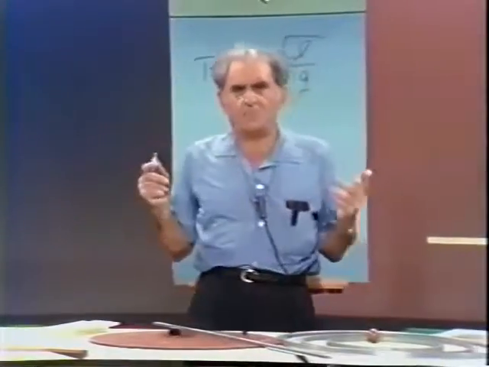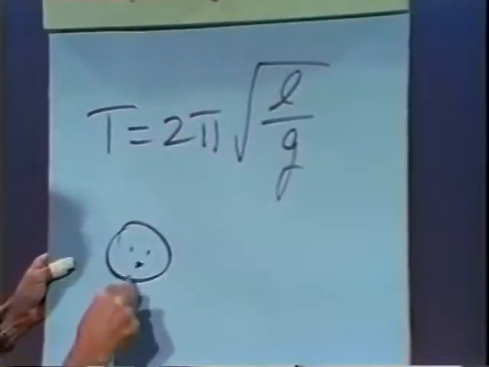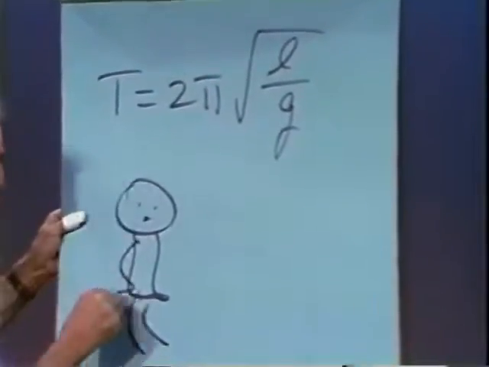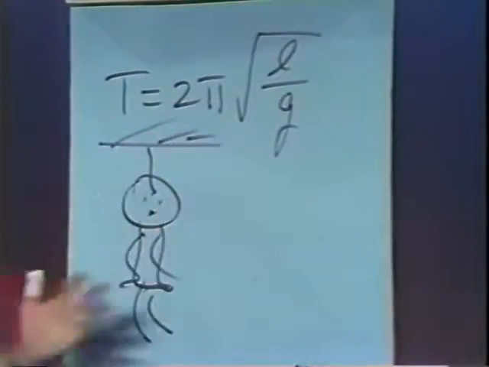Now, anything can be a simple pendulum. Anything. Let me illustrate. Supposing you took me here, there I am, and you put a hook there in me, and you oscillated me.